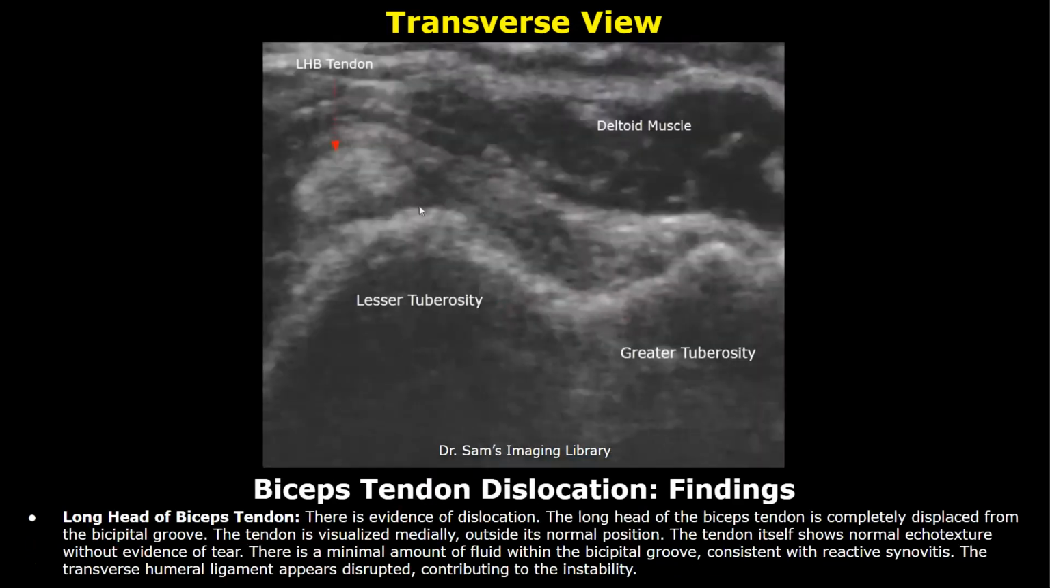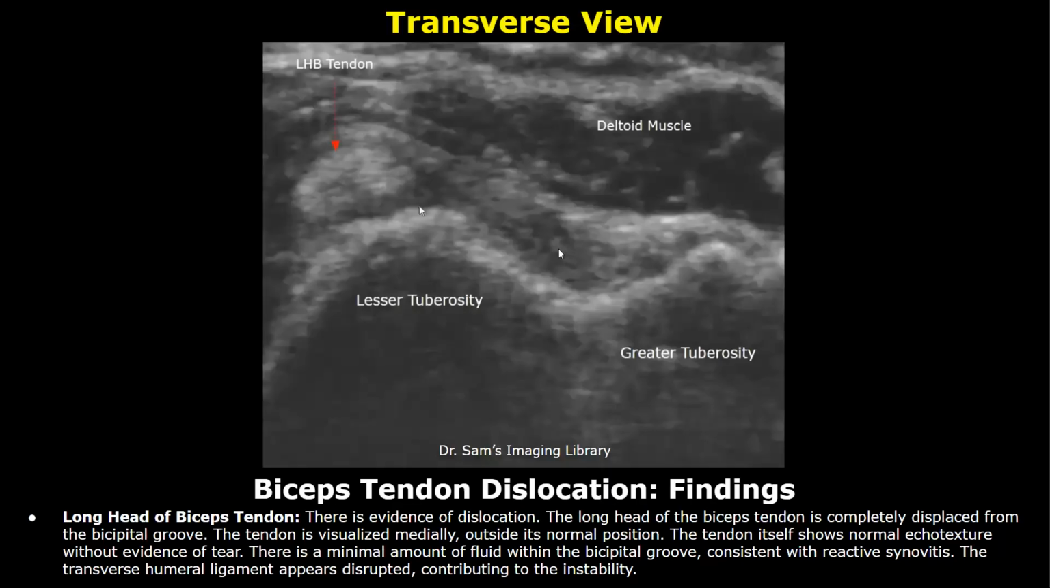This is a report for biceps tendon dislocation. These are the findings. There is evidence of dislocation in the long head of biceps tendon. The long head of biceps tendon is completely displaced from the bicipital groove. The tendon is visualized medially outside its normal position.